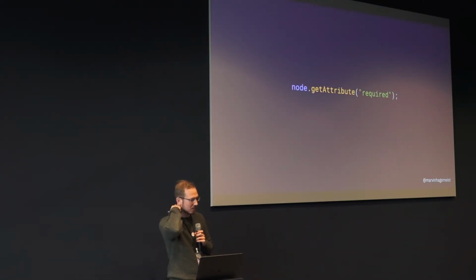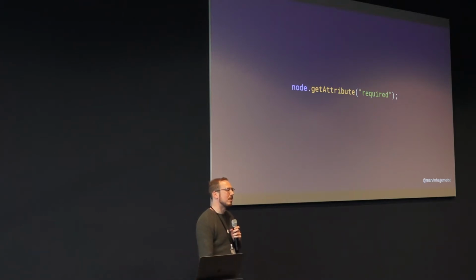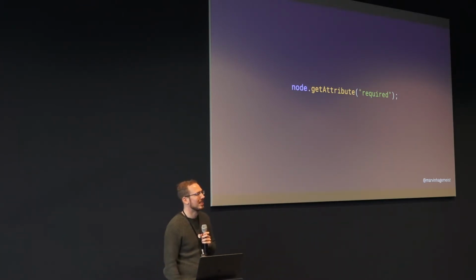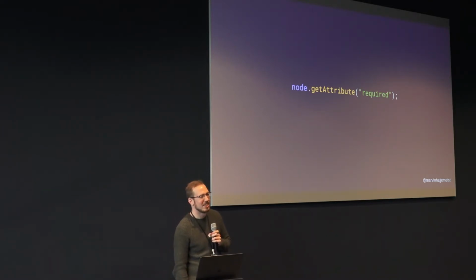One other thing that leads to complexity is weird APIs. This is also based on assumptions. Who knows what this function returns when the required attribute is present on the DOM node? What do you have here? Required, right? A Boolean? A string? It's a Boolean attribute. It's always a string. String. Yeah.